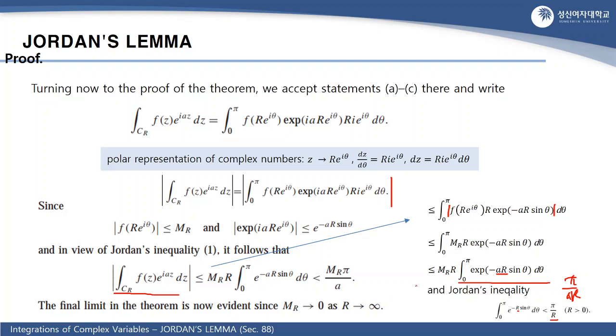So pi over AR is replaced here. Then we cancel capital R. Then we get this result. Since as R tends to infinity, M sub R will be 0. So the theorem is completed.